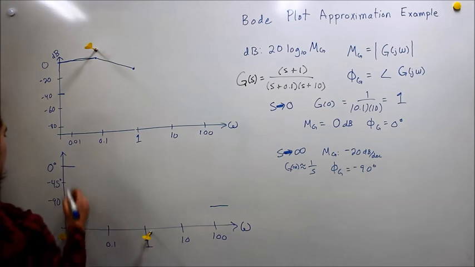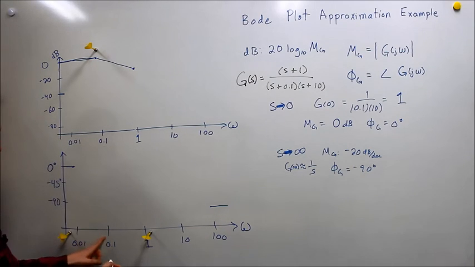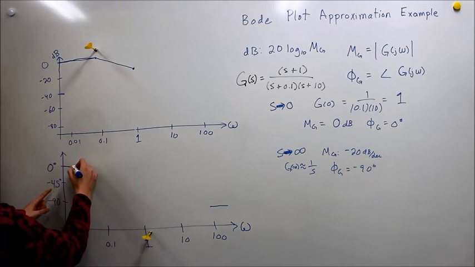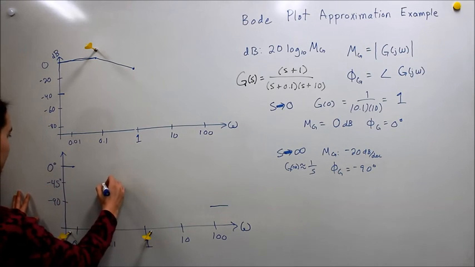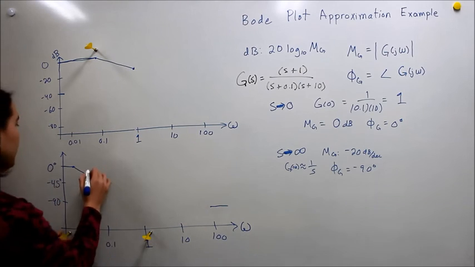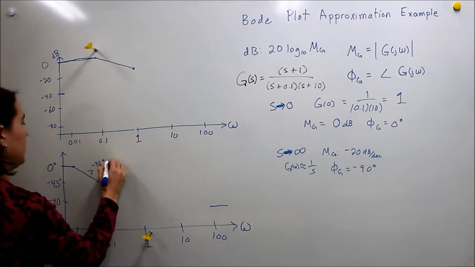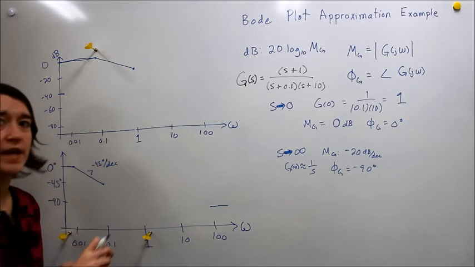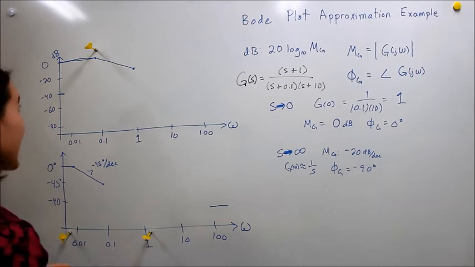It will affect the phase by making it decrease by -45 degrees per decade. So we can start drawing that one. We'll draw up to here. So we are going to see it decrease by -45 degrees per decade, and we'll get approximately to -45 right here.